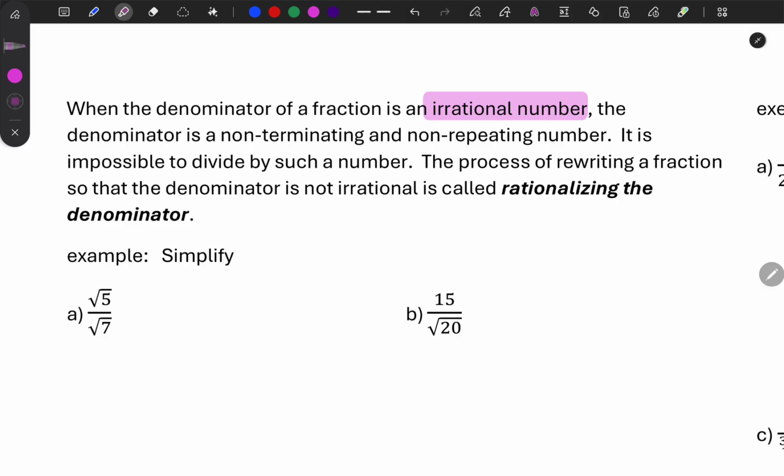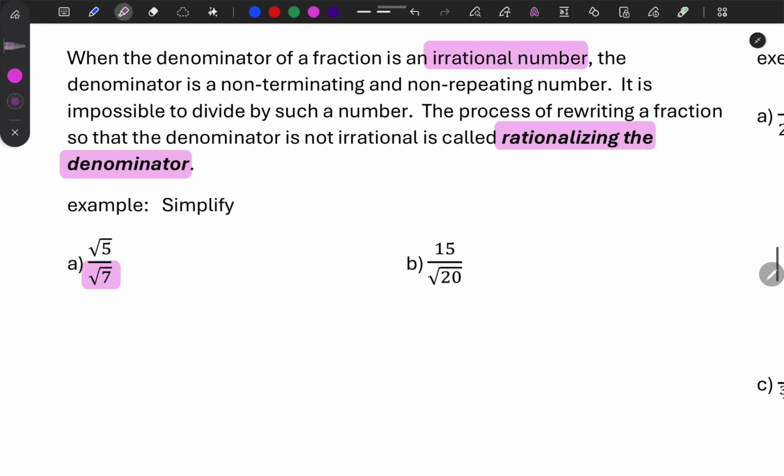What this basically means for us is if you see a square root in the denominator like this, you must rewrite whatever term you have so that you do not have a square root in the denominator, but it should still be equivalent. The process of doing this is called rationalizing the denominator, which is basically making sure that the denominator is a rational number. Now, the easiest way to deal with this is to multiply by 1, but we're going to do so in kind of a smart way.